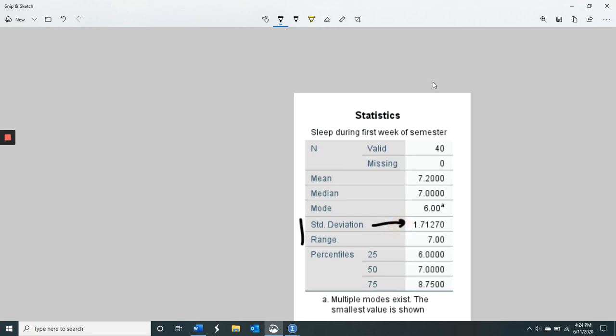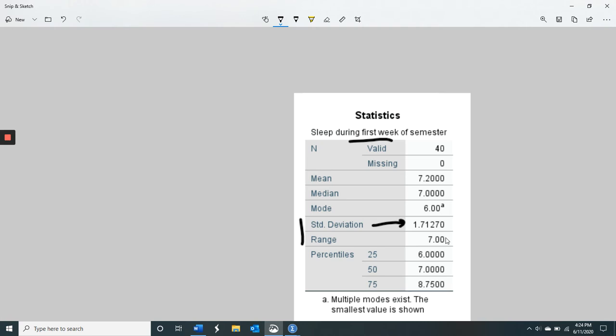And so for a normal distribution, we want to use the average. The average distance from the mean for all the scores is the standard deviation. So the value of the standard deviation is 1.71 for this sample's data on this variable of sleeping during the first week of the semester. The range is 7.